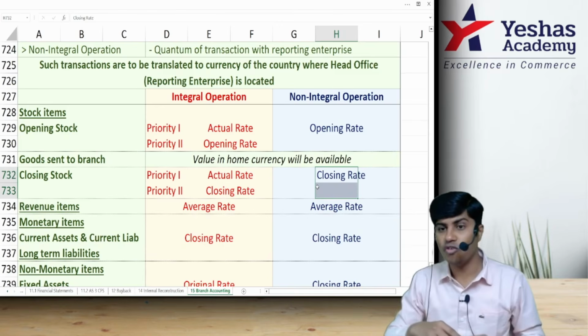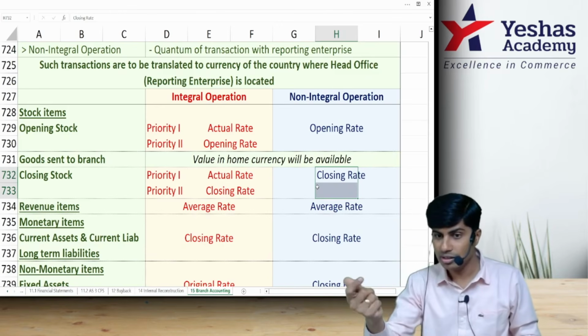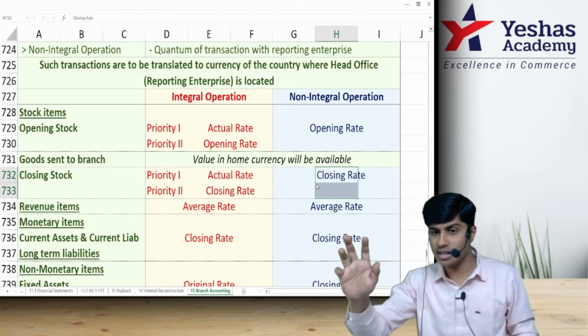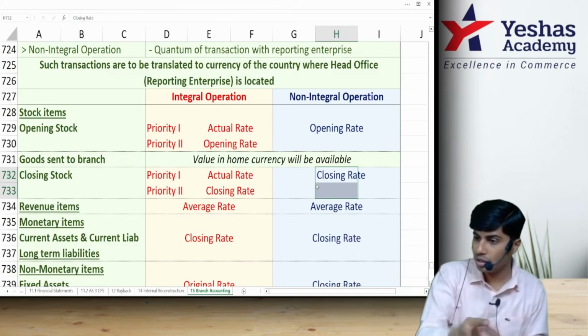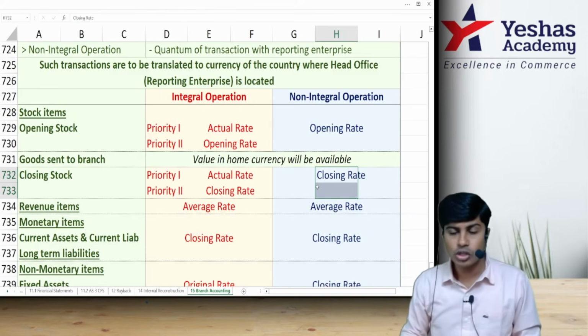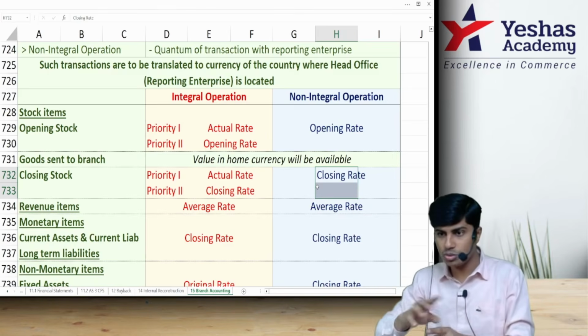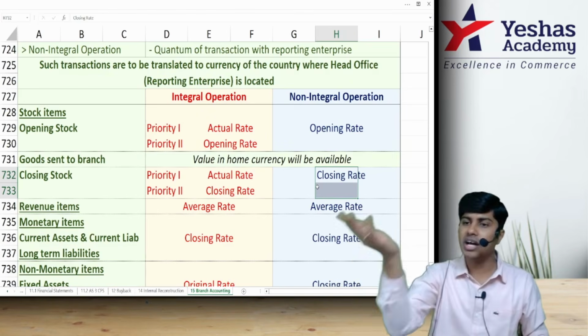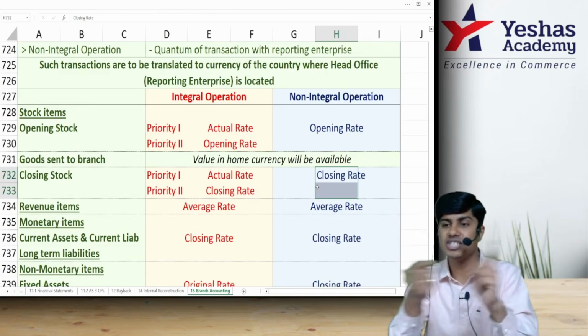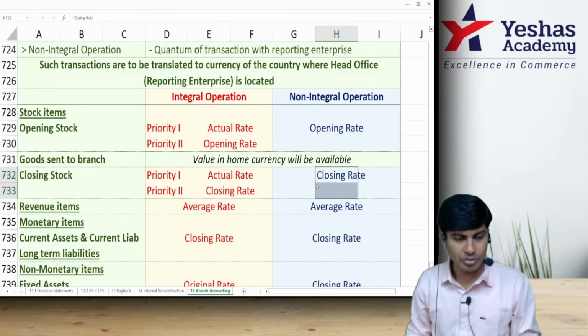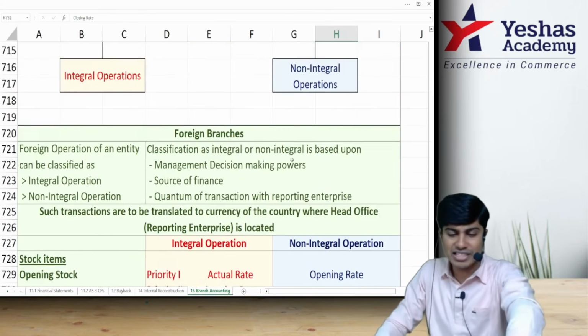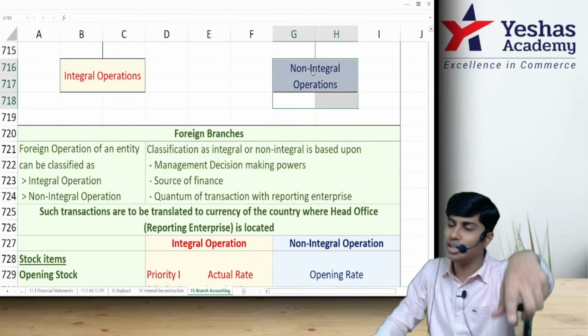The trial balance of the foreign branch will be in foreign currency. That trial balance which is there in the foreign currency should be converted into home currency. Only then can you draft the final accounts. So how do we convert the branch trial balance from foreign currency into home currency? We should apply an exchange rate. What exchange rate to apply? That depends upon whether it is integral operation or non-integral.